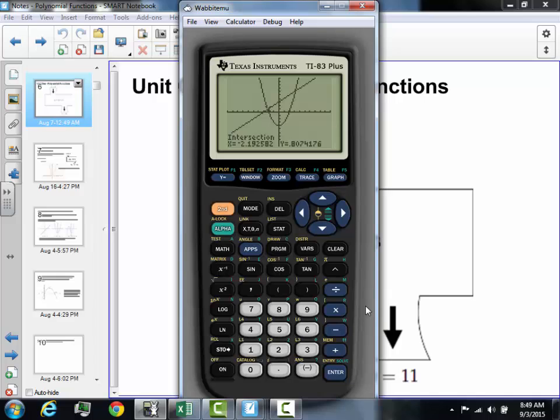Anyways, is that familiar? Okay, cool. So those are skills that we're going to work on today. Only the new twist now is we're not going to be working with just linear and quadratic graphs.